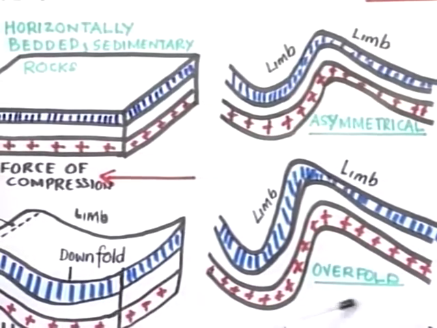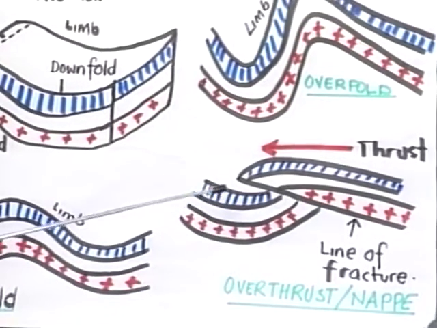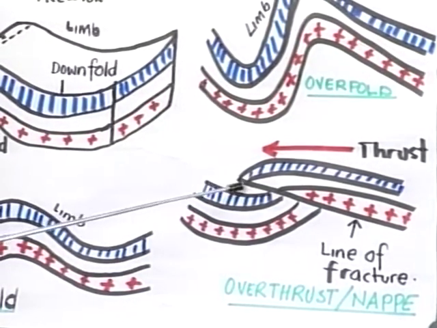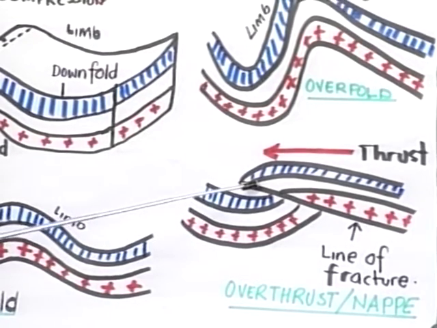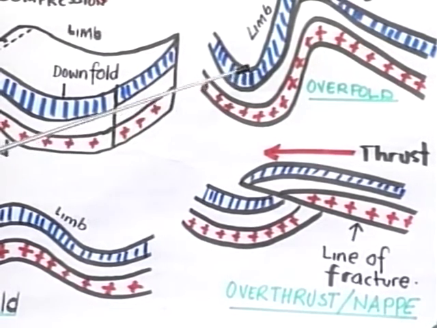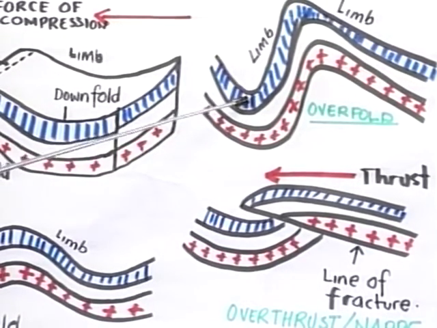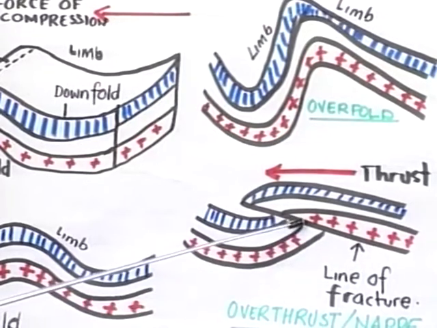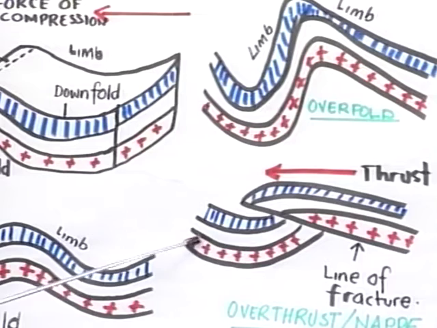And then we also have what we call the overthrust or the nappe, which is also a type of folding. A line of fracture develops because of the continuous pressure exerted on the layer of sedimentary rock, resulting in a line of weakness. That line of weakness ends up with a fracture being formed, and one of the limbs overrides along the fracture onto the other limb, ending up with an overthrust or a nappe. Okay, that is the revision of what we have covered.